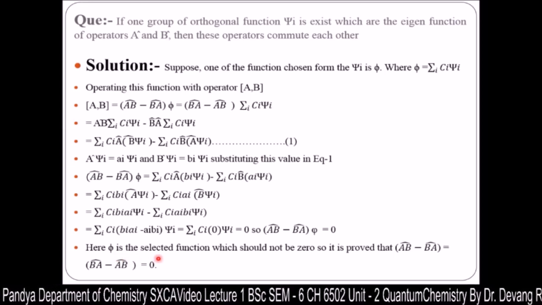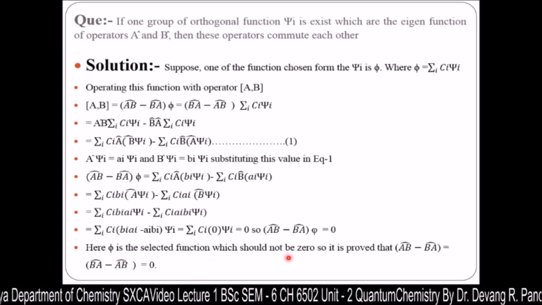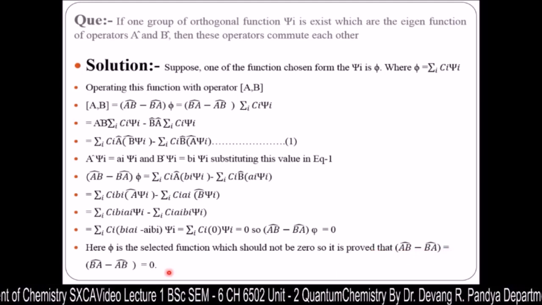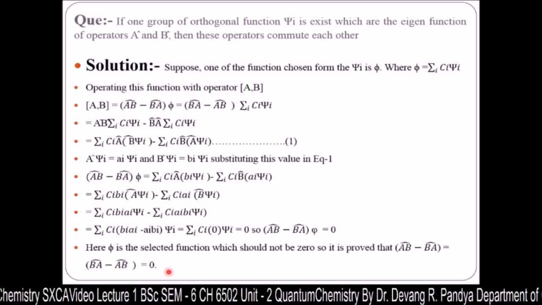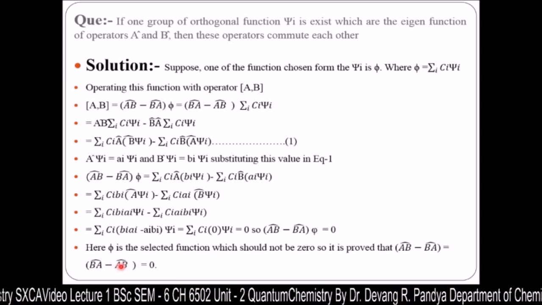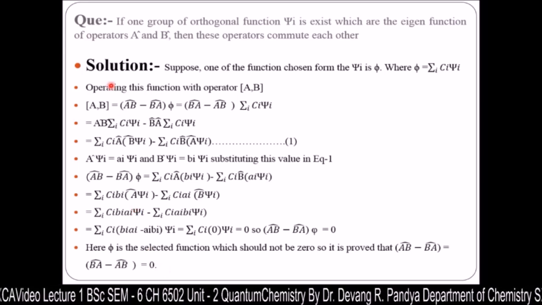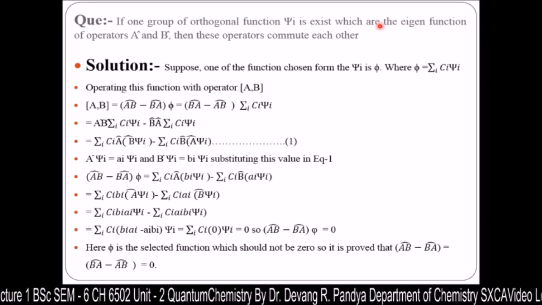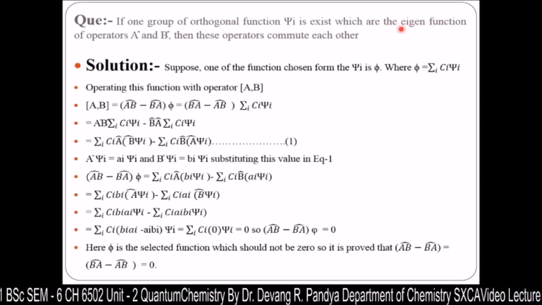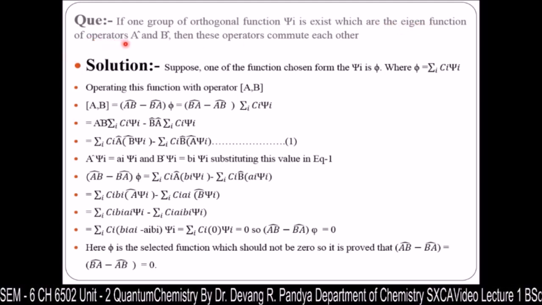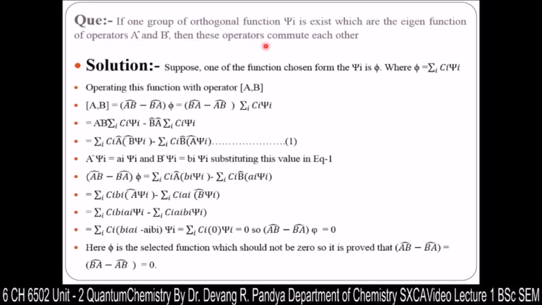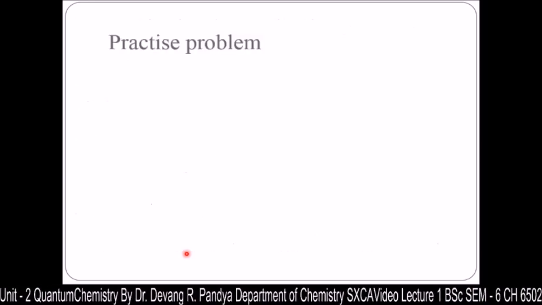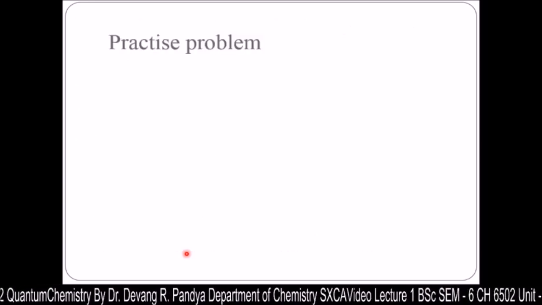Here phi is the selected function which should not be 0, so it is proved that AB minus BA is equal to 0, because the function should not be 0 and therefore the operator's value must be 0. That proves that if a group of orthogonal functions psi i exists, which are the eigenfunctions of the operators A and B, then operators A and B must commute with each other. That is proved. Now this is the fifth and final theorem, that is for your practice.